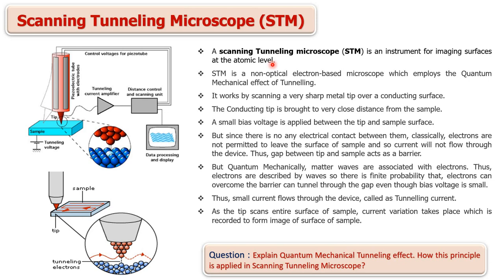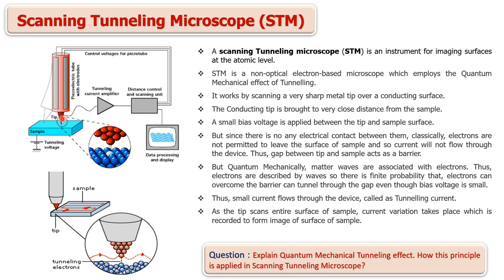So how tunneling effect is used here, that we have to see only. We are not going to study the working of STM in detail. We are just studying the principle of STM, meaning how tunneling effect is used here. So this is the basic block diagram of STM. You can see here this is the sample whose surface image is to be formed, and these are the various parts of the scanning tunneling microscope.